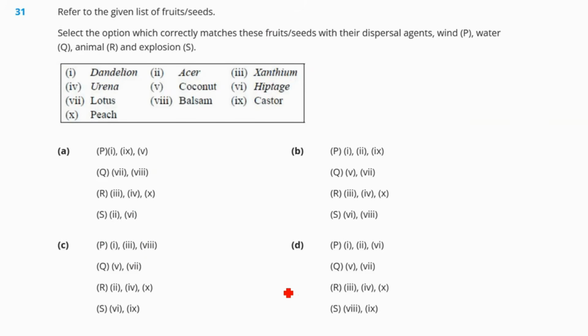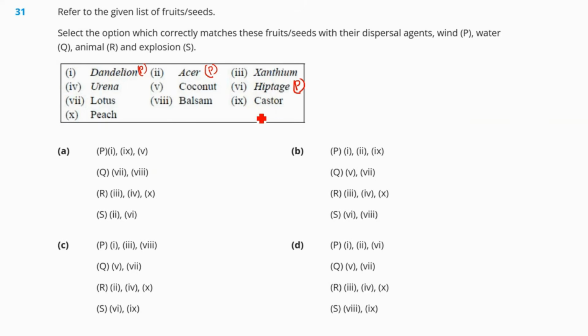Question number 31. Refer to the given list of fruits or seeds. Select the option that correctly matches these fruit seeds with the dispersal agent: wind is P, water is Q, animal is R, and explosion is S. So let's find out. First, wind is P. Dandelion is P, acer is P, hyptis is P. Lotus no, balsam no, castor no, peach no.